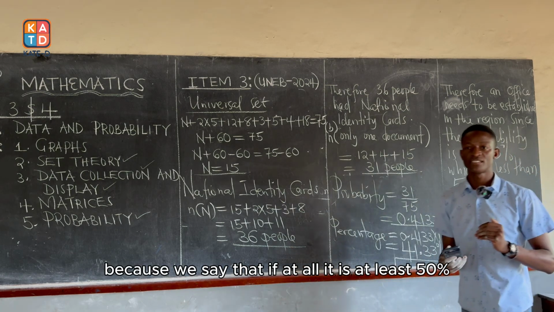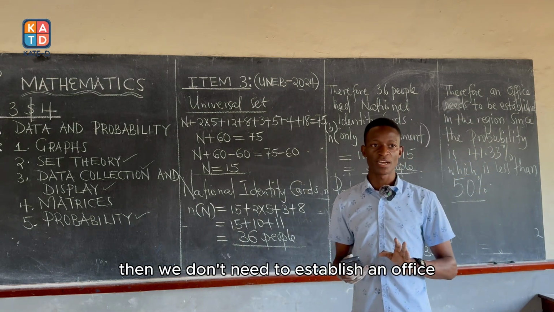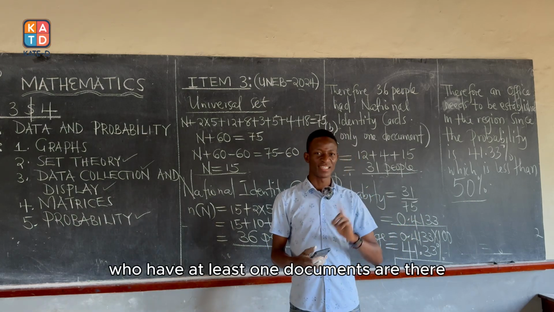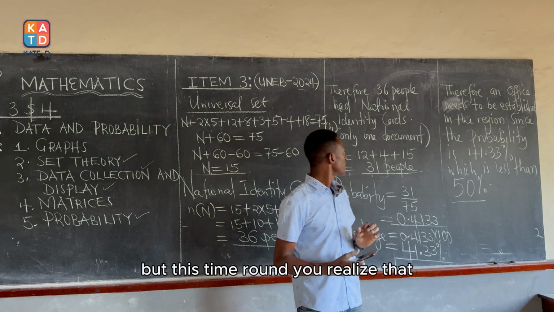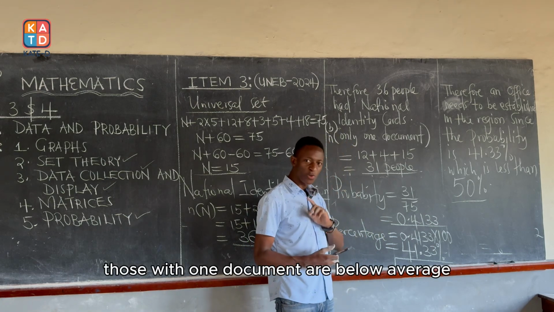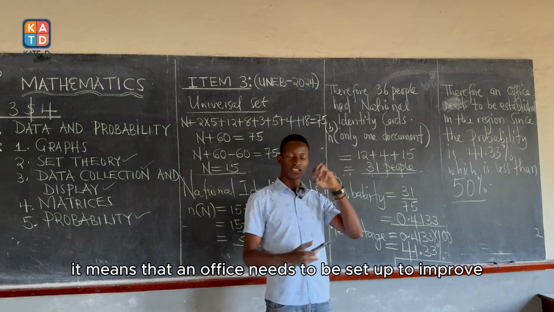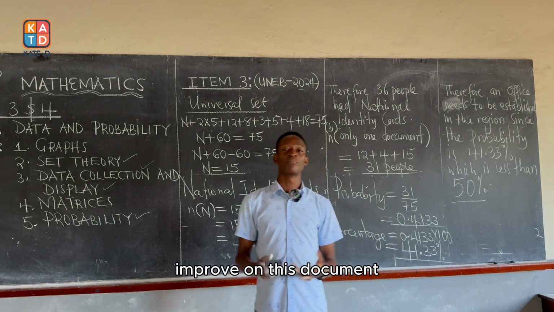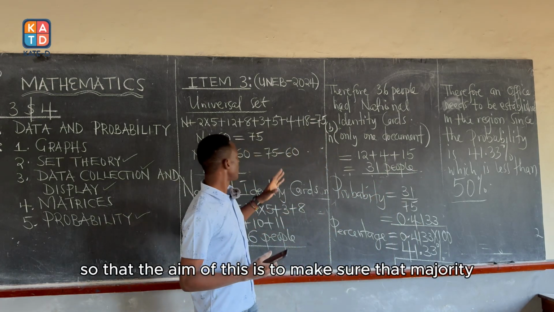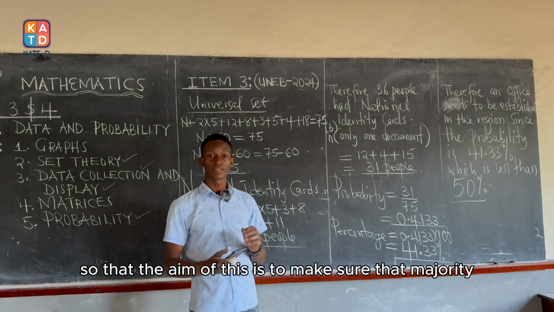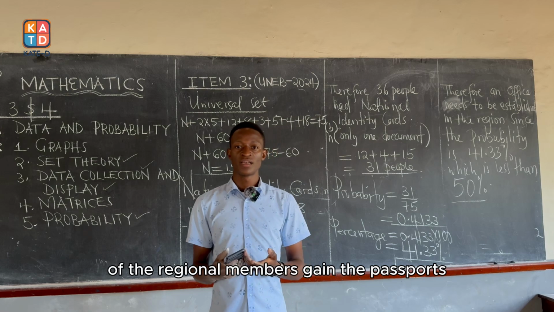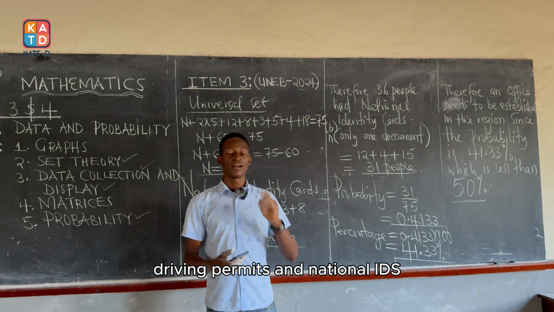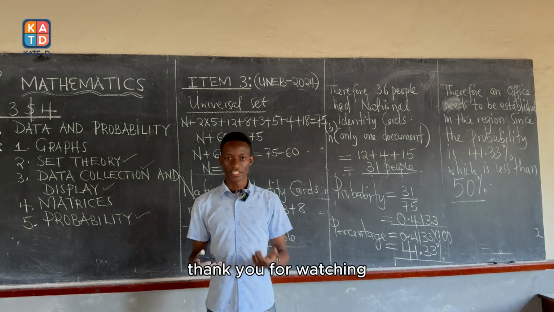Because we say that if at all it is at least 50%, then we don't need to establish an office. It means that the number of people who have at least one document are there. But this time round, you realize that those with one document are below average. It means that an office needs to be set up to make sure that those people in the region improve on these documents, so that the majority of the regional members gain the passports, driving permits, and national IDs.